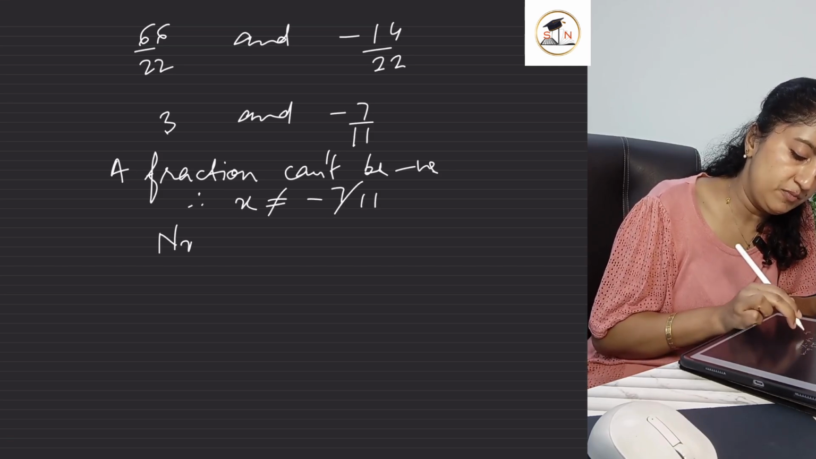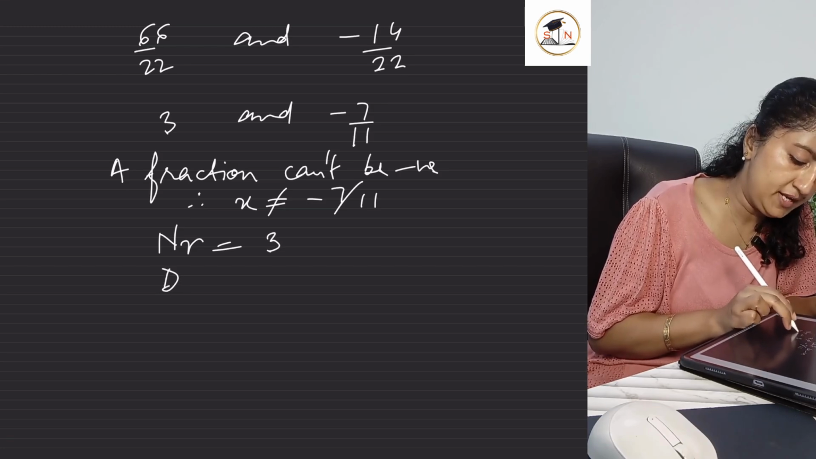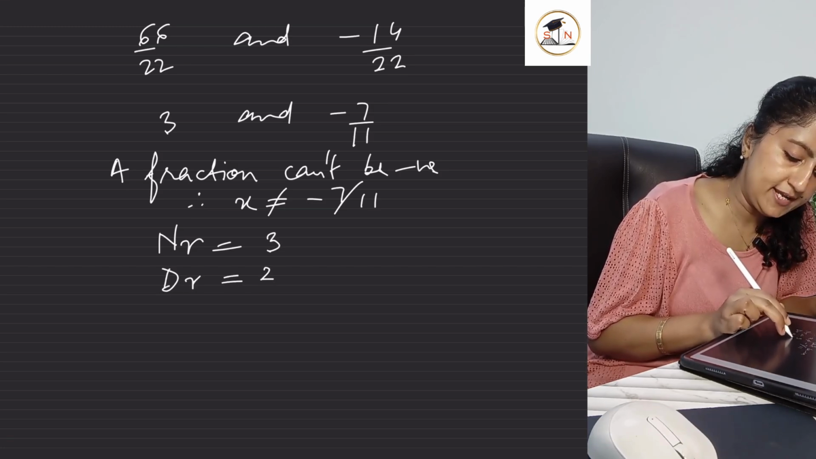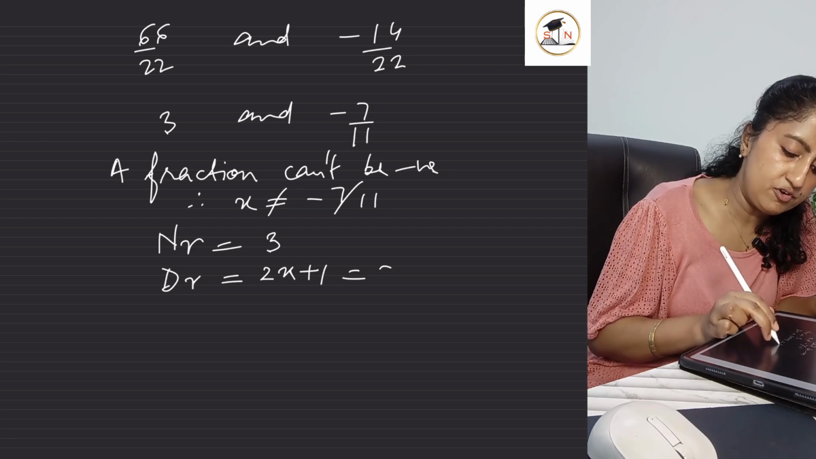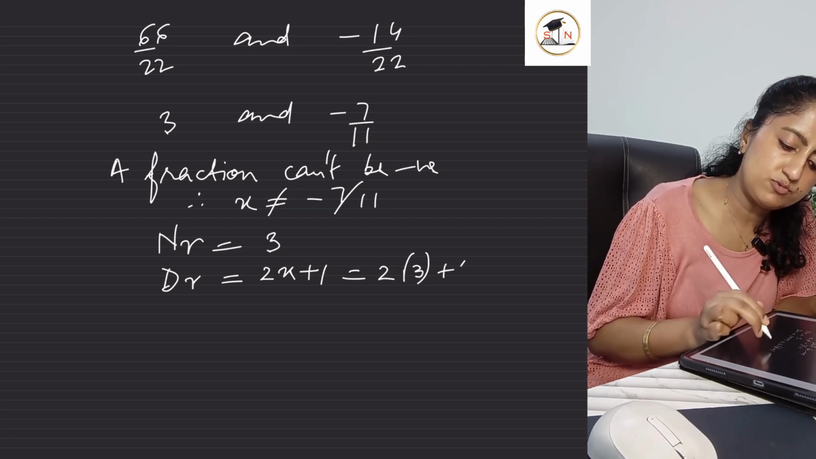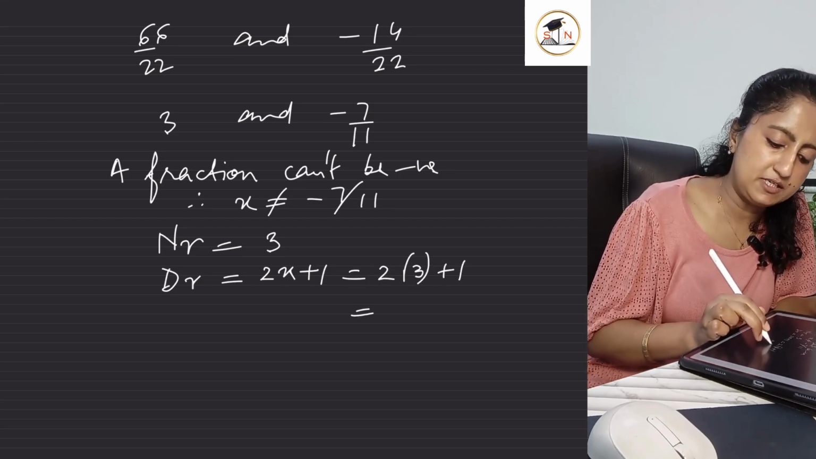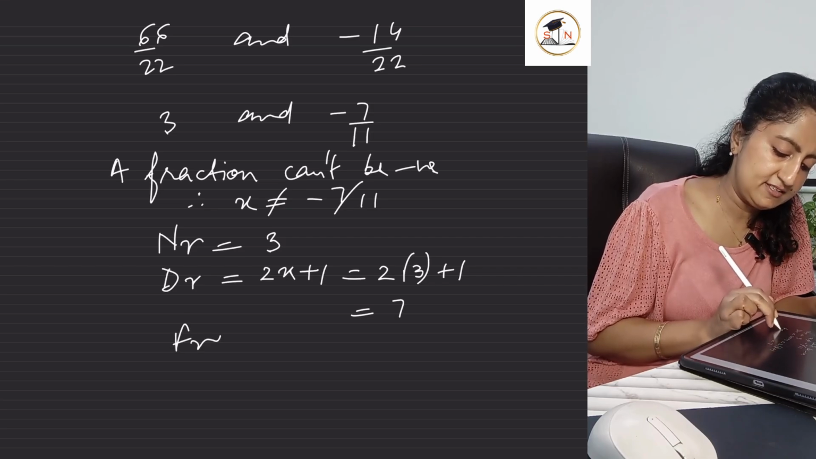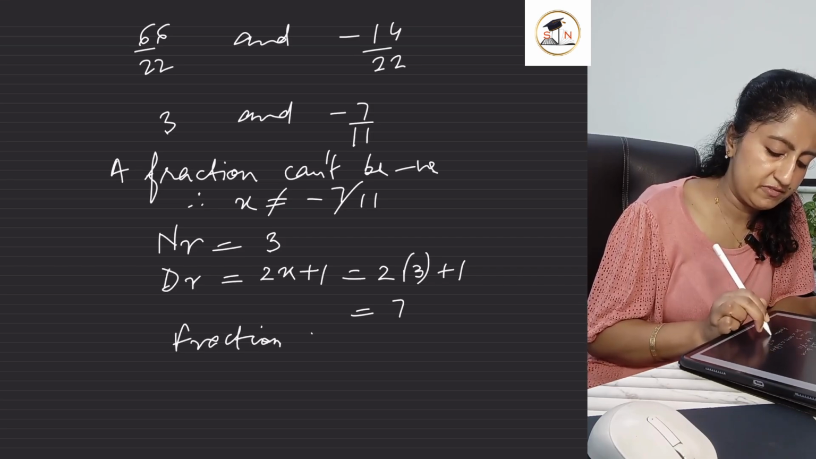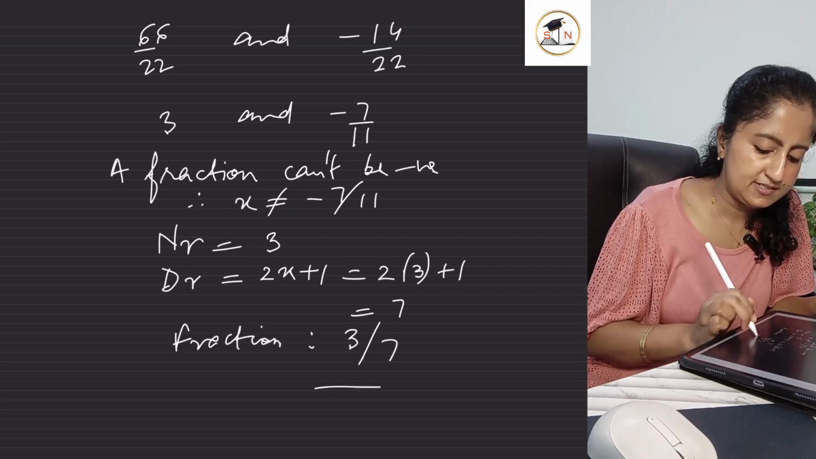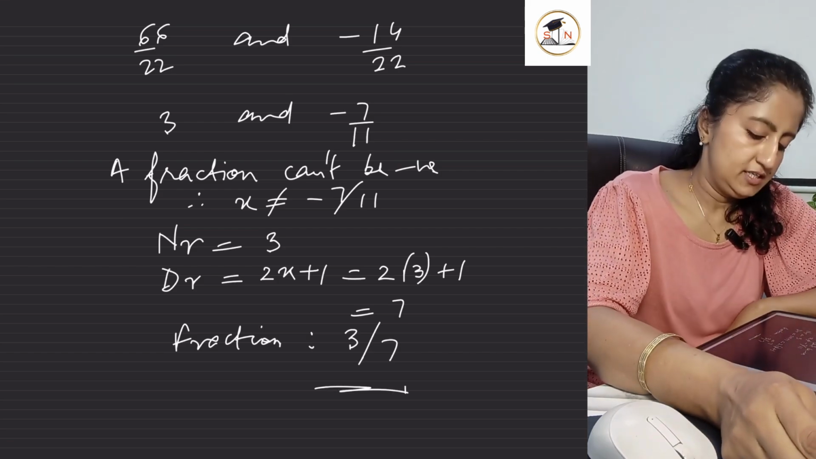So now the numerator is 3. The denominator is 2x plus 1, right? Therefore, 2 times 3 plus 1, which comes out to be 6 plus 1, that is 7. Hence, the fraction is 3 upon 7, right?